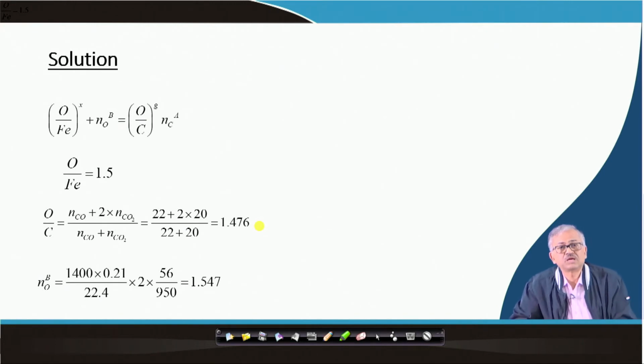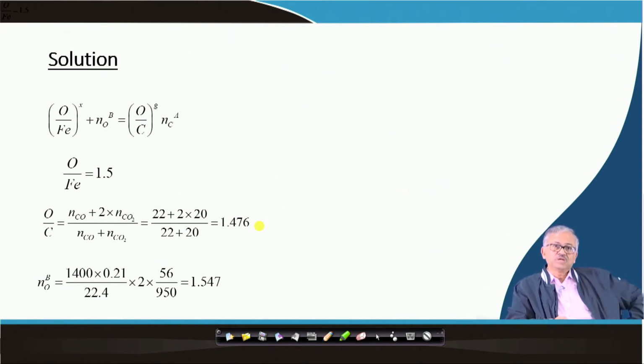And then NOB you can calculate, because I know the blast volume is 1400 normal meter cube, and in the blast volume oxygen is there. We just multiply by 0.21, because 21 volume percent is oxygen in the air blast. So 1400 into 0.21 gives you the volume of oxygen, divided by 22.4, right. This will give you the kg mole of oxygen, and multiplied by 2, that will give you the kg atom of oxygen present. Now NOB is basically per gram atom of iron produced.